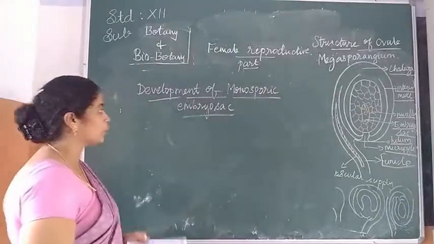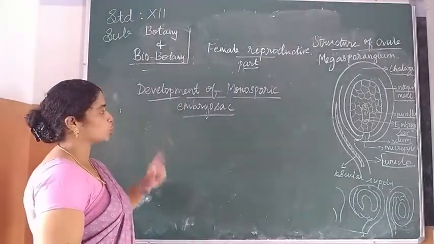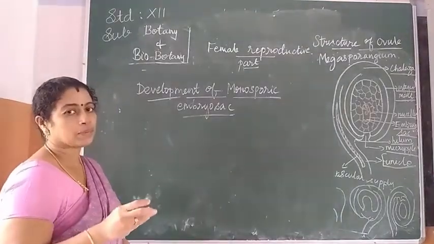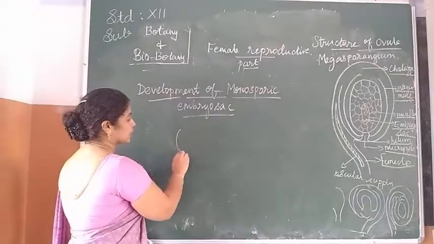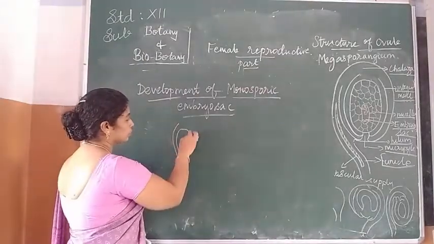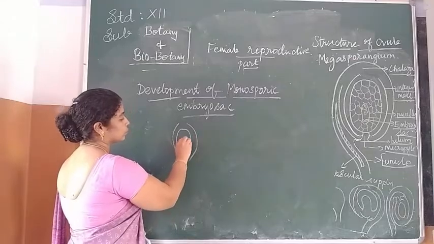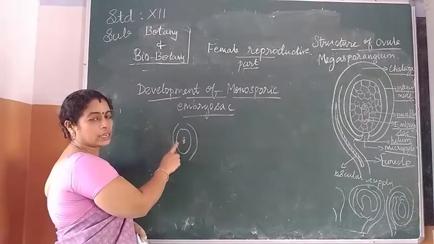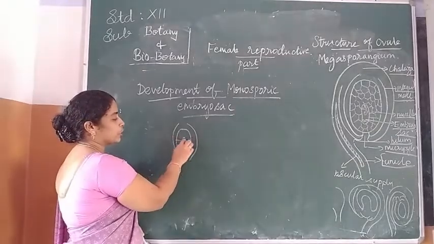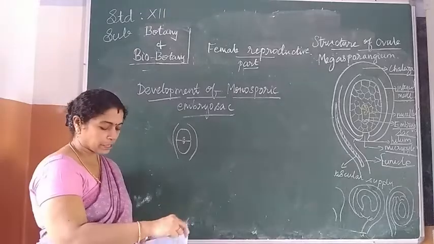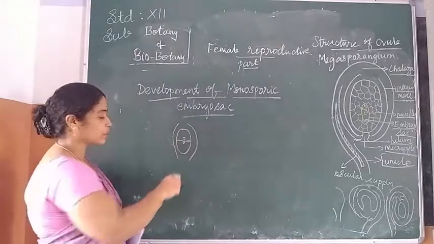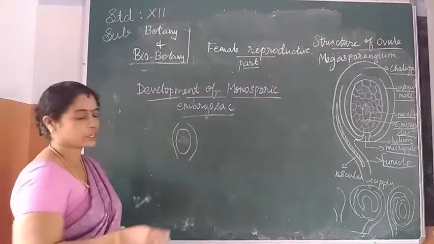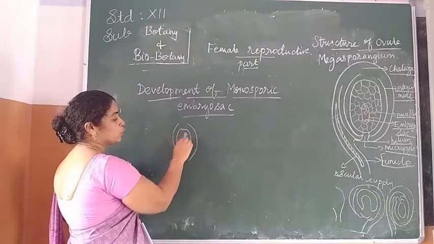So we are going to study the development of the monosporic embryo sac. How does it take place? Let us see. The single megaspore, present inside the ovule, will start to elongate, and its nucleus will divide mitotically into 2 nuclei. During the division of the nucleus, there is no cell wall formation. A single nucleus will divide into 2.